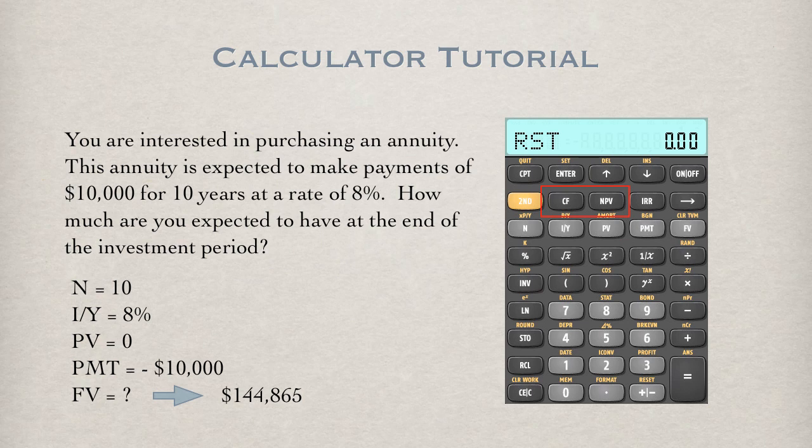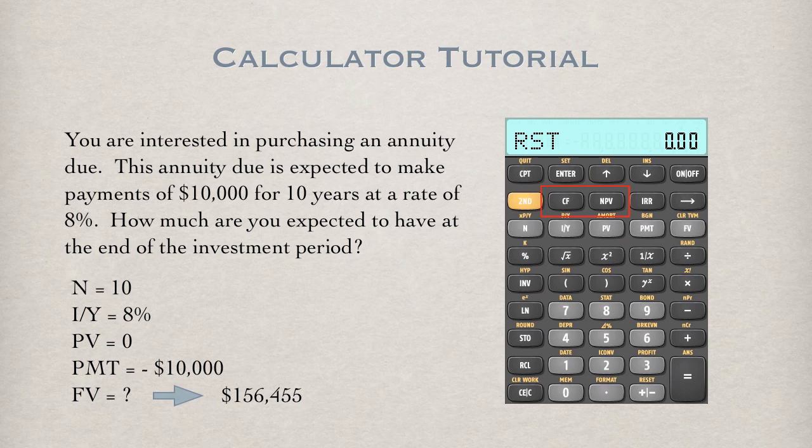And then we're going to calculate our future value. So hit your CPT button and hit future value. And you'll find that the value of your investment is $144,865. Okay. Remember how I said earlier that when you work an annuity due problem, it's always going to have a higher future value because you're compounding for one extra year. And let's go ahead and look at the annuity due problem.